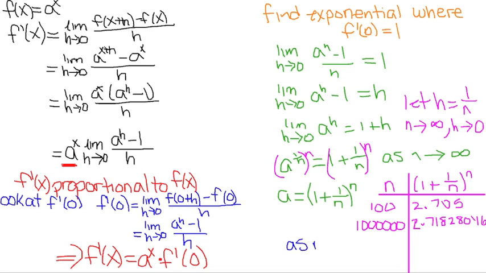This number is actually a special number in math, and it's the number e, which is approximated to 2.718. So we can see that as n goes off to infinity, a is approaching this letter e. Let's continue finding the derivative in the next video.